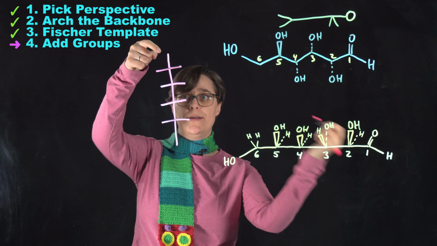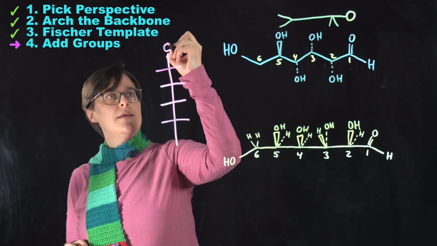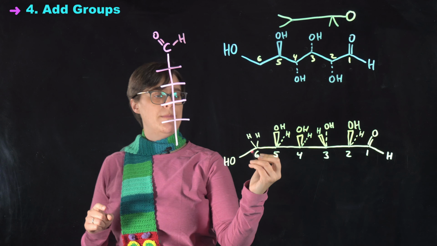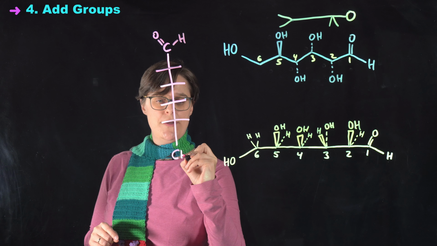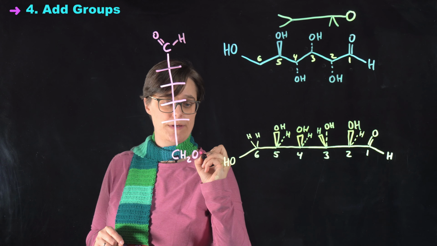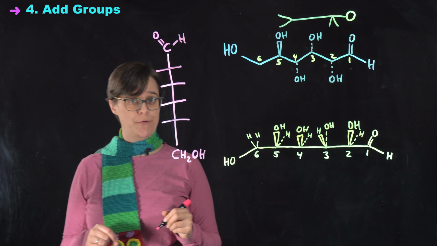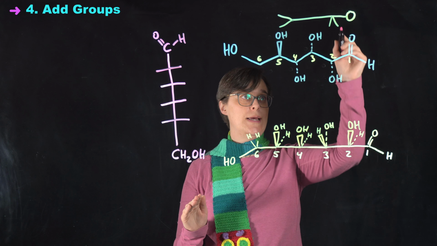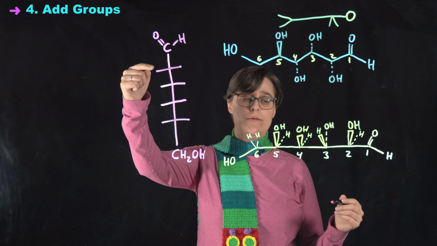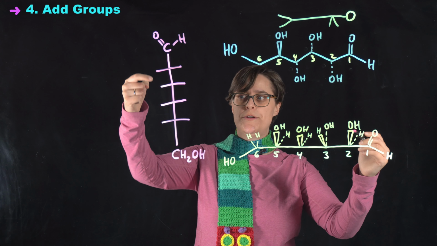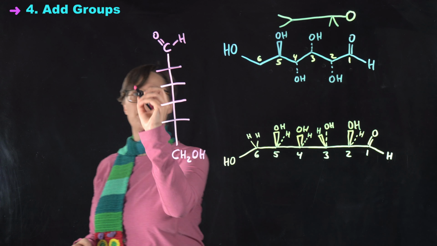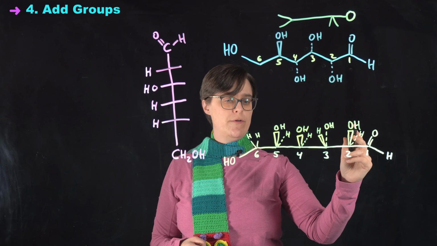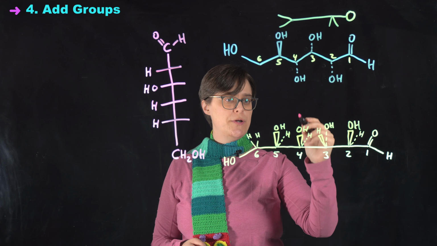We have carbon 1 at the top. That carbon is double bonded to an oxygen, single bonded to a hydrogen. Carbon 6 is bonded to 2 hydrogens and an OH group. But when it comes to carbons 2 through 5, we need to figure out which side the wedges and dashes are on. Wedge is on the right, dash is on the left. So from top to bottom, we have hydrogen, OH, hydrogen, hydrogen. And wedges are going to be on the right, and from 2 through 5, we have OH, H, OH, OH.